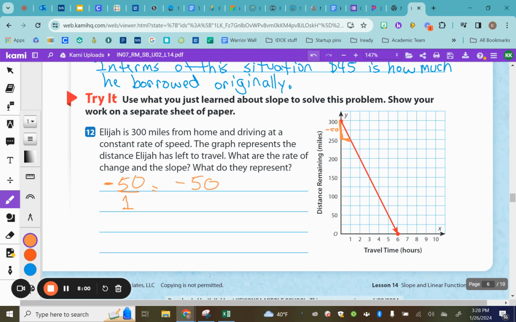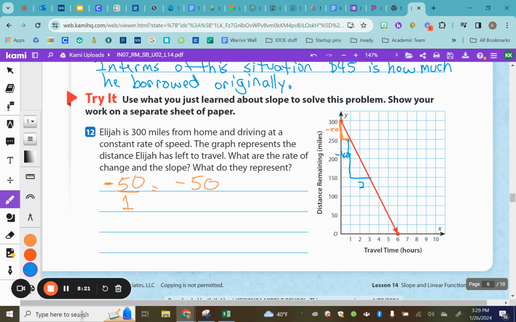If you had drawn a bigger triangle, one cool thing about slope is if you have done it bigger, it's still going to simplify to the same thing. This would be negative 100 in 2 hours, and negative 100 divided by 2 is still going to turn into negative 50. And it says, what does it represent?